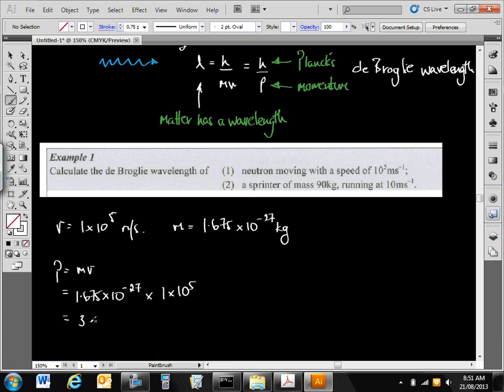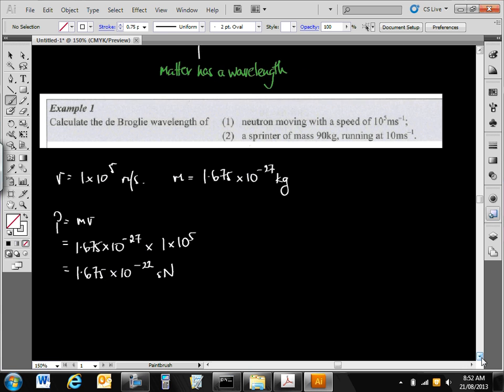3.96 by 10 to the power of minus 12. Oh, hang on, that's the wavelength. I've jumped ahead, sorry. 1.675 by 10 to the power of minus 22 kilogram meters per second. Of course, you multiply the exponents here and we get this value here. You add the exponents.